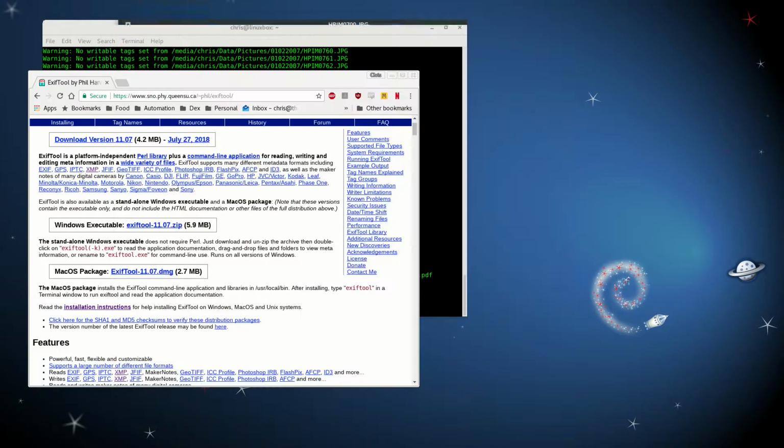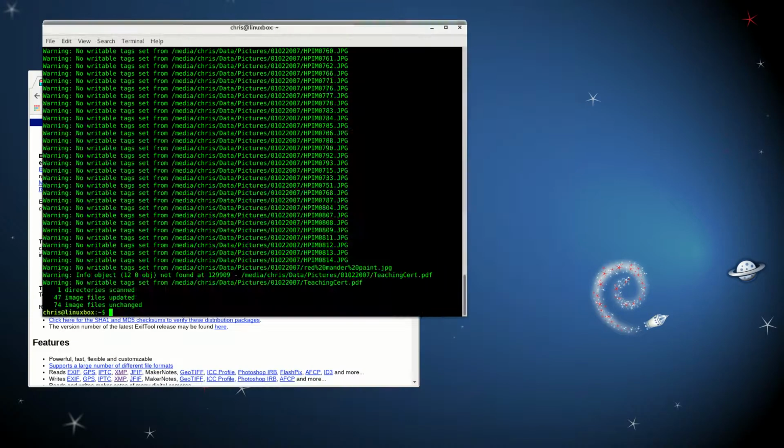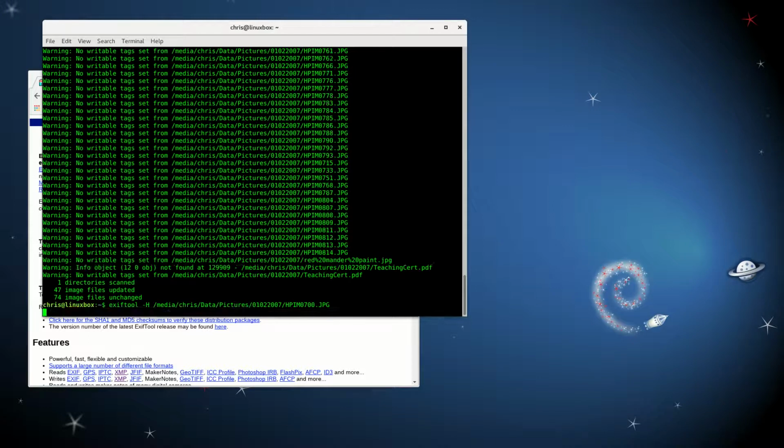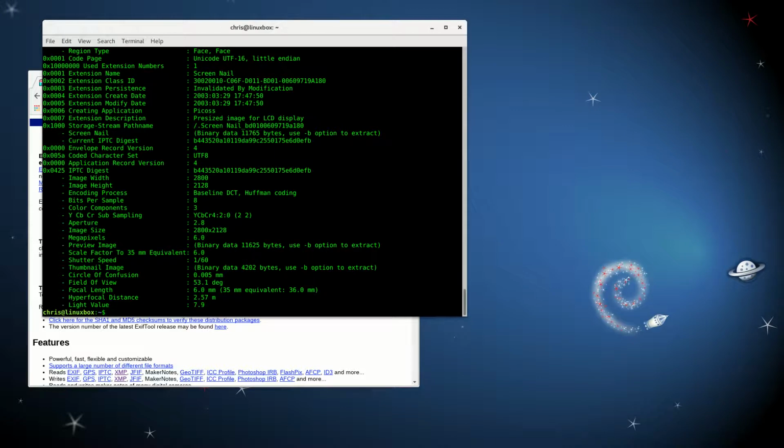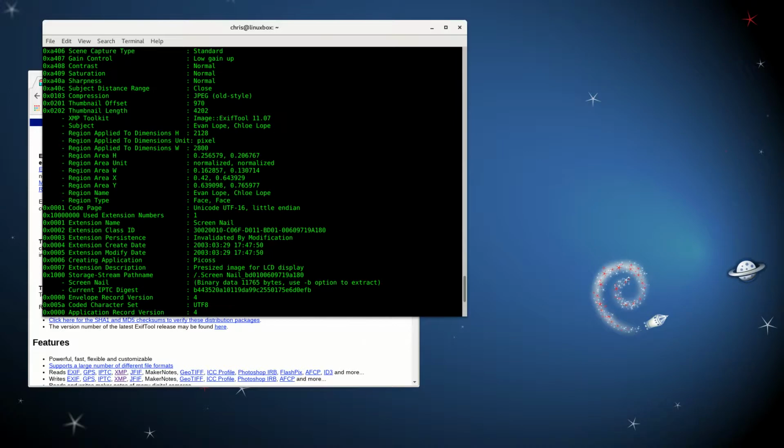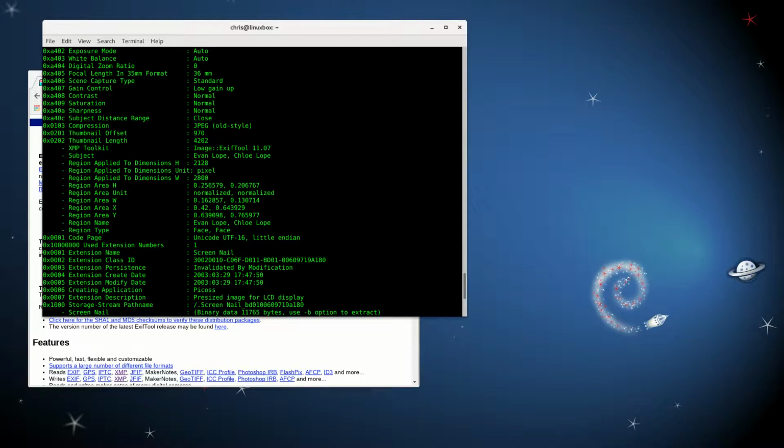But now I'll be able to go through and run this on the rest of the pictures, and make it easier to find what I'm looking for. So we'll take a look at that specific file again, and you'll see that the region name is still there. It basically just copied it into a subject line, and that subject line is a field that's read by all of these other software catalog systems.